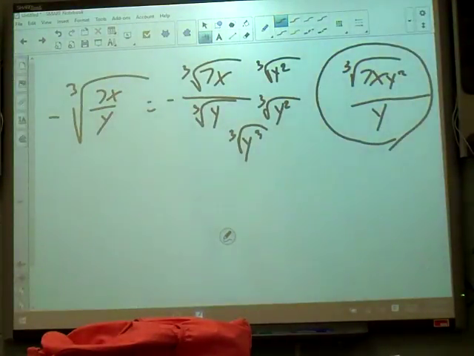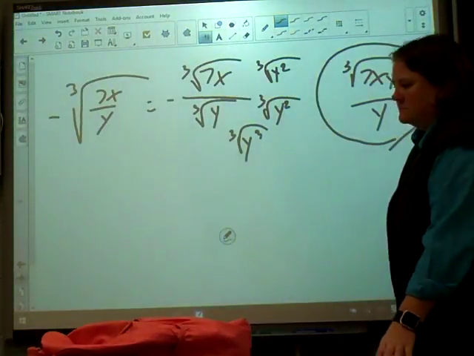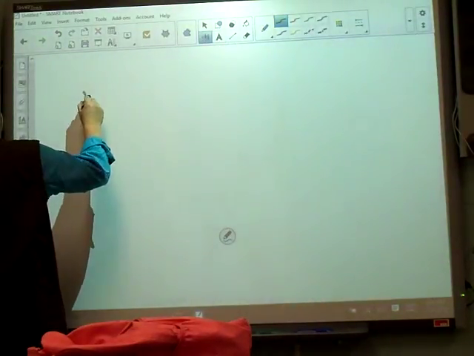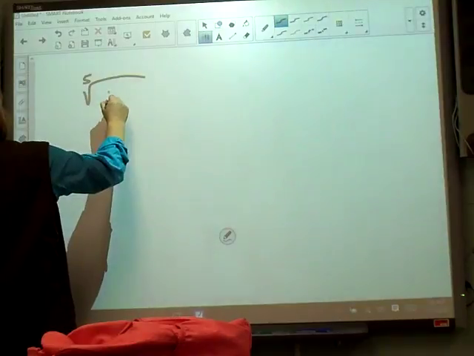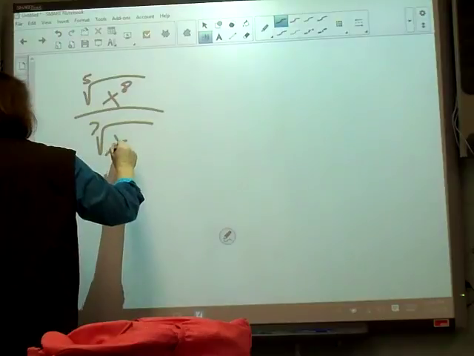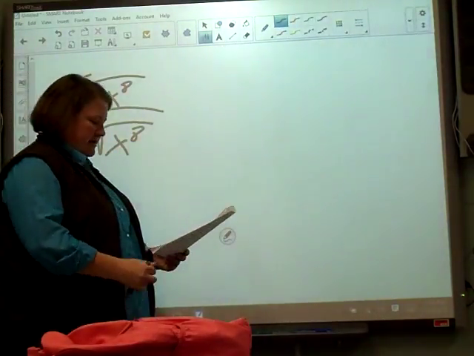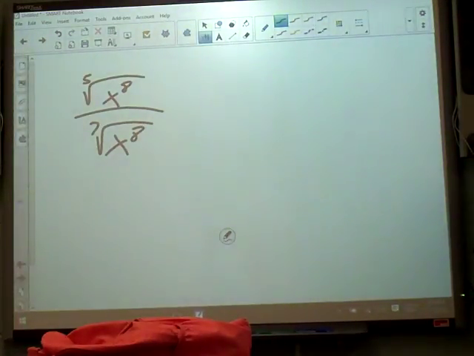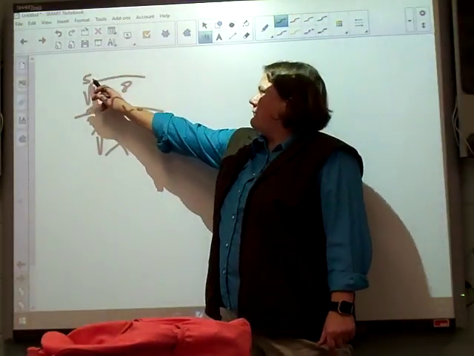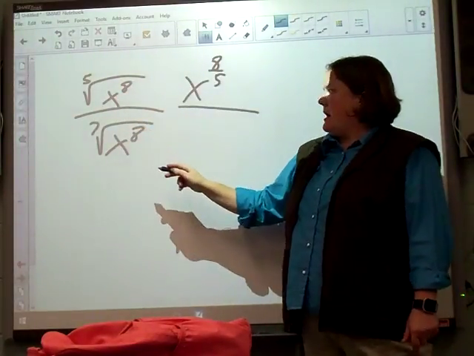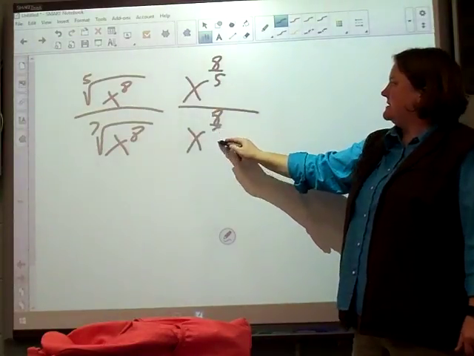Last one, number 20. Gives you a little hint in the directions here. Simplify by first converting to rational exponents. That means fraction exponents, which means power over root. So on the top, this is power over root, so that is x to the 8/5. Power over root on the bottom, so that is x to the 8/7.